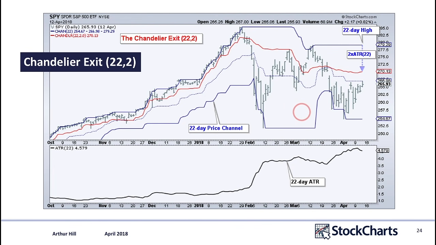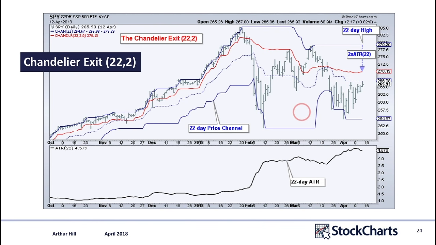So let's see how the Chandelier Exit actually works to understand what it is telling us, because it is very important that if you're using an indicator to trade, you fully understand how it is calculated and how it works. If you don't understand that, you don't really understand how it's working or what it's telling you.